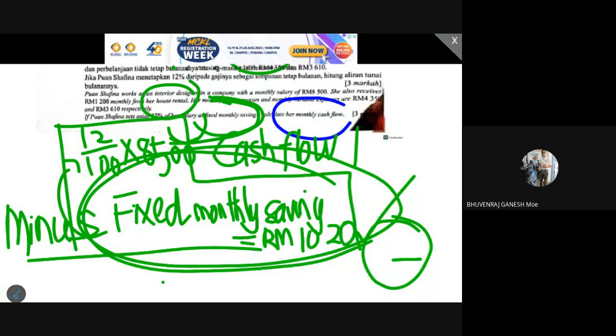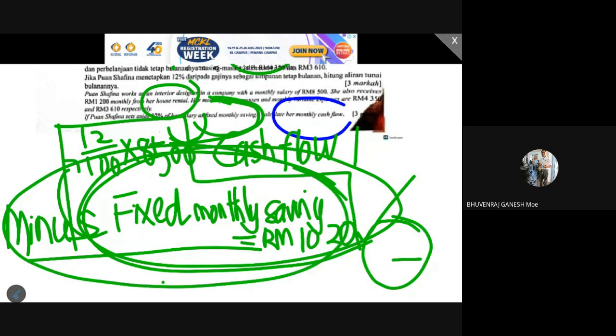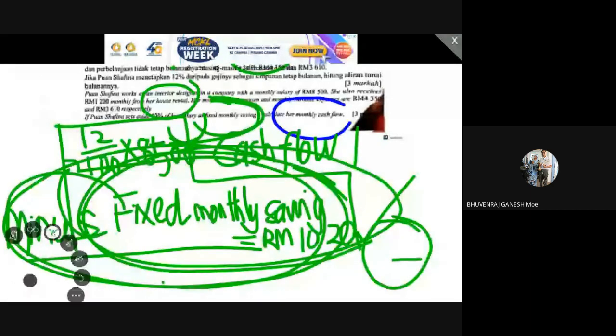Have you all seen this? Pernah nampak yang ni tak? Minus fixed monthly saving. Can comment if you have seen this? Others, yang lain pernah nampak yang ni? Whenever you draw your financial plan, bila kamu lukis plan kewangan kamu, you always have to write this, minus fixed monthly saving. Kena tulis perkataan ni dalam jadual kamu. Okay, so now you know. So income basically plus, perbelanjaan basically minus, kena ingat yang ni jugalah.